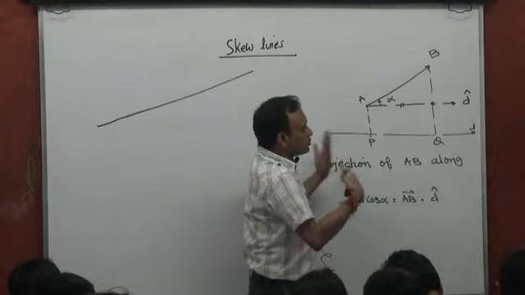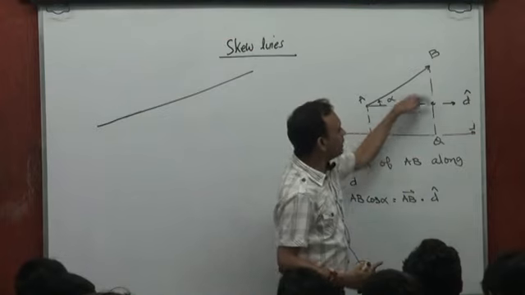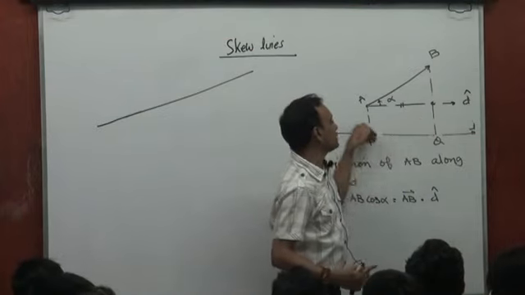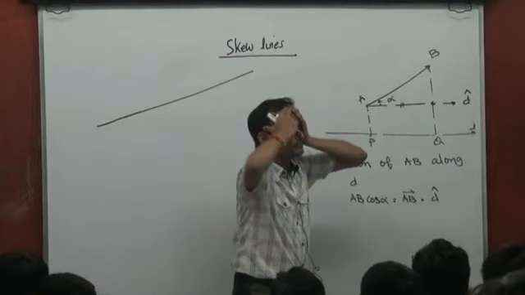And how do you obtain that projection? From A, drop a perpendicular in that direction. From B, drop a perpendicular in that direction. You get the projection of AB along D.